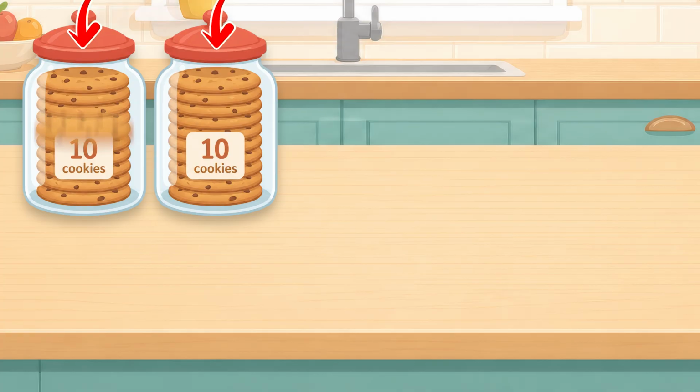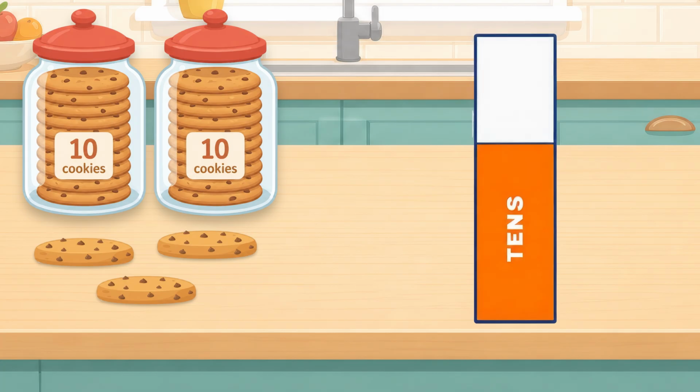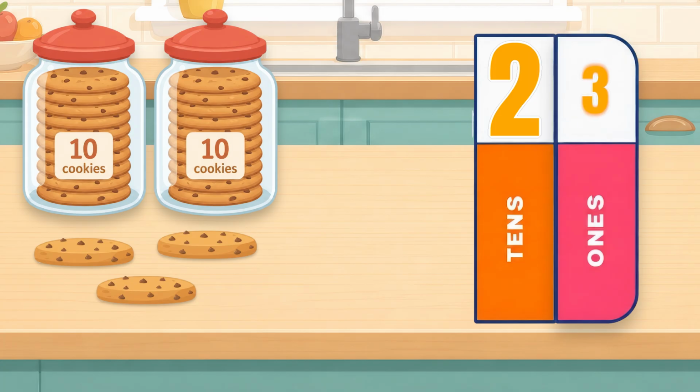Let's build a bigger number. Say we have 2 full cookie jars and 3 loose cookies left over. The 2 jars are 2 groups of 10. So a 2 goes in the tens place. The 3 loose cookies are 3 ones. So a 3 goes in the ones place. And that makes 23. Say it with me, 23.